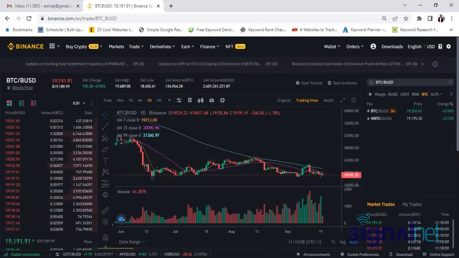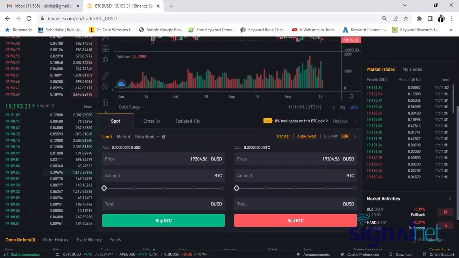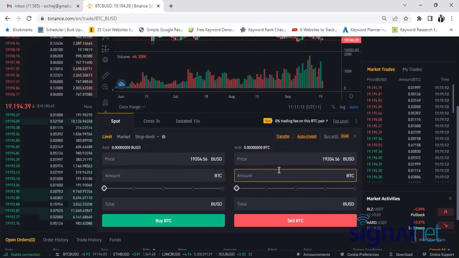Now, going below it, I will explain all of this in a moment. Going just below it, you see where the actual buying and selling takes place. Now, take note of this. In your Binance account, there's what you call the spot wallet. You already talked about this before in another video. You have your spot wallet.